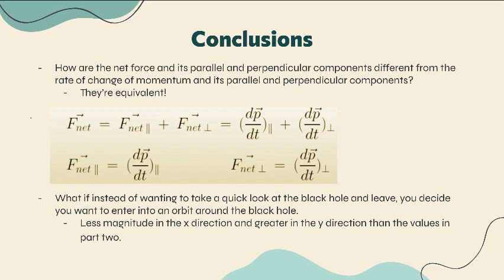And then lastly, what if instead of wanting to take a quick look at the black hole and leave, you wanted to enter into orbit around the black hole? You would need less magnitude in the x direction and greater in the y direction than the values in part 2, so you're going down and around instead of just flying away from the planet.